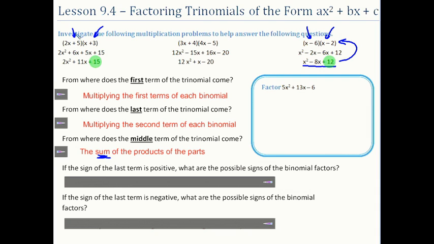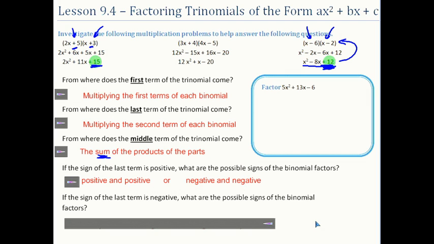Well, in the first one, we'll start with the first one with a 15. We had a positive 5 times a positive 3 gave us a positive 15. So we can have a positive times a positive gives us this positive 15. Or looking at this last example, we actually had a negative 6 times a negative 2, which in turn gave us a positive 12. So we could have two negatives.